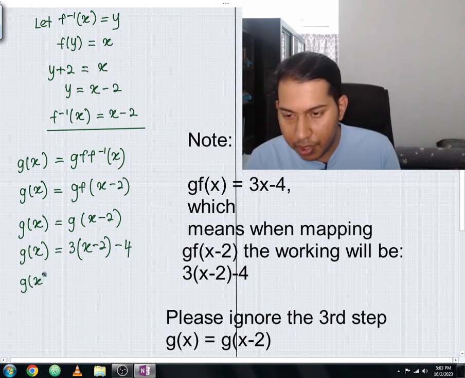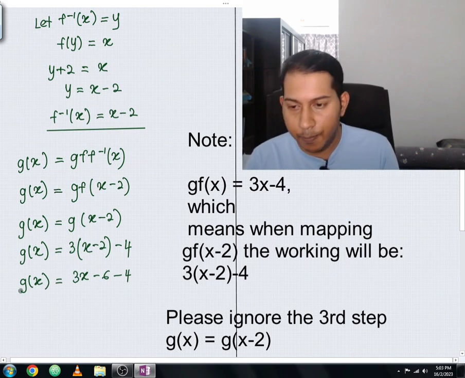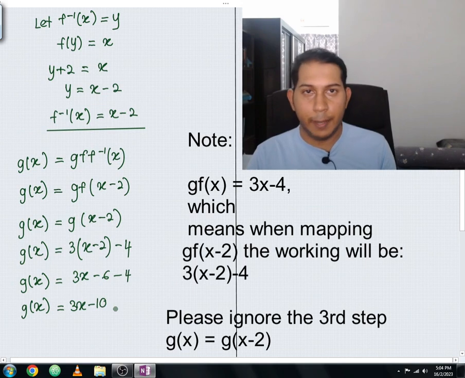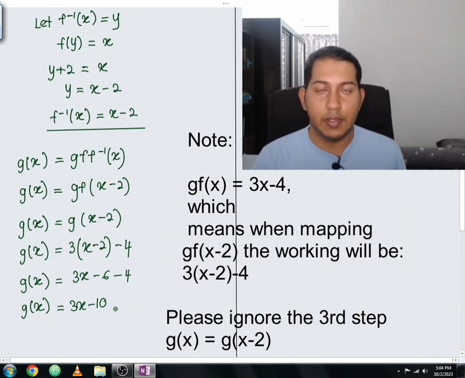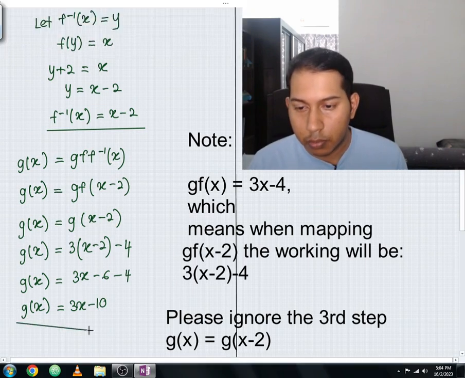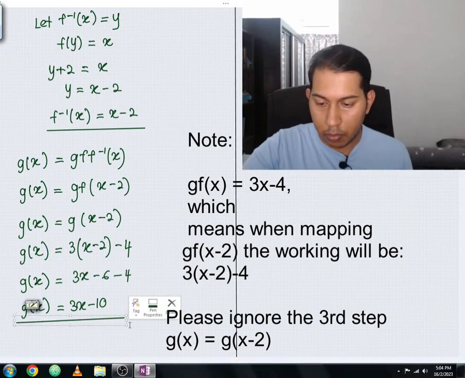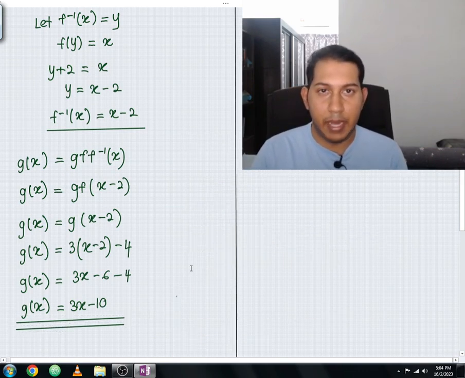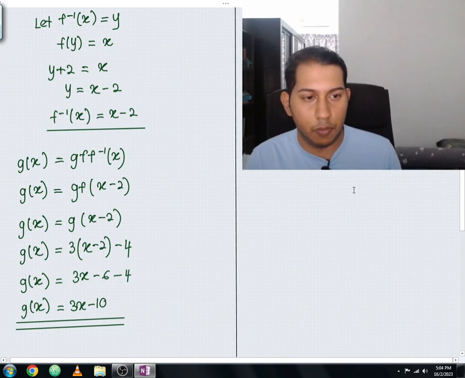So g(x) will be equal to 3x minus 6 minus 4. 3 times negative 2 and then minus 4, and hence you get g(x) is equal to 3x minus 10. So this is your answer for question part A. Let me underline the solution. We're done with question part A, so let us focus on question B part 1.